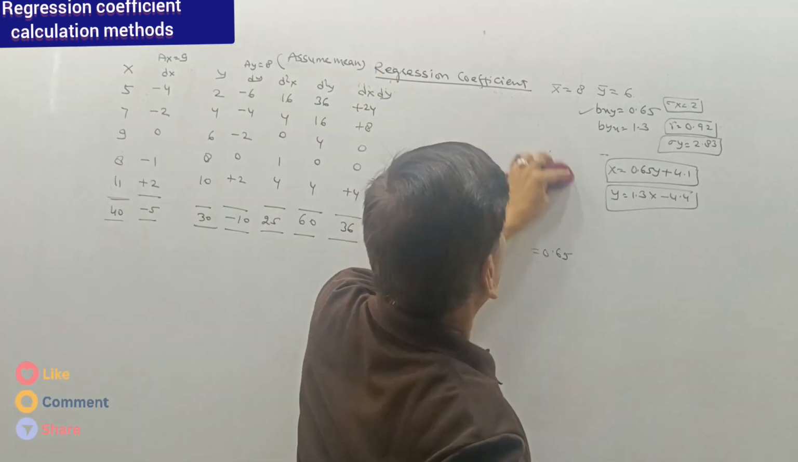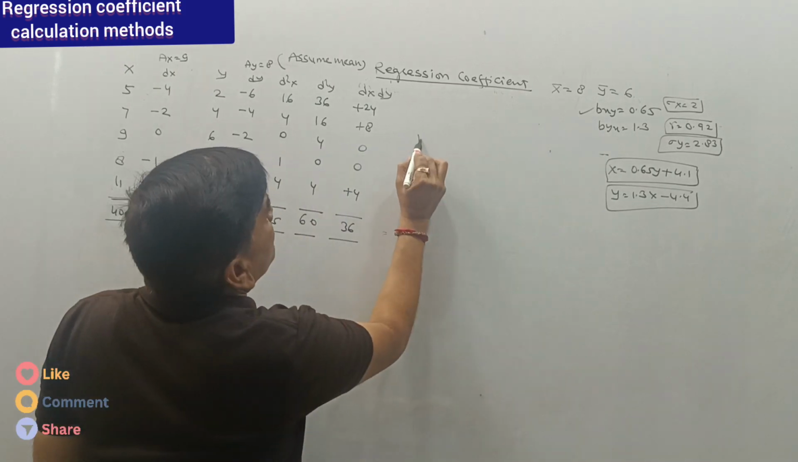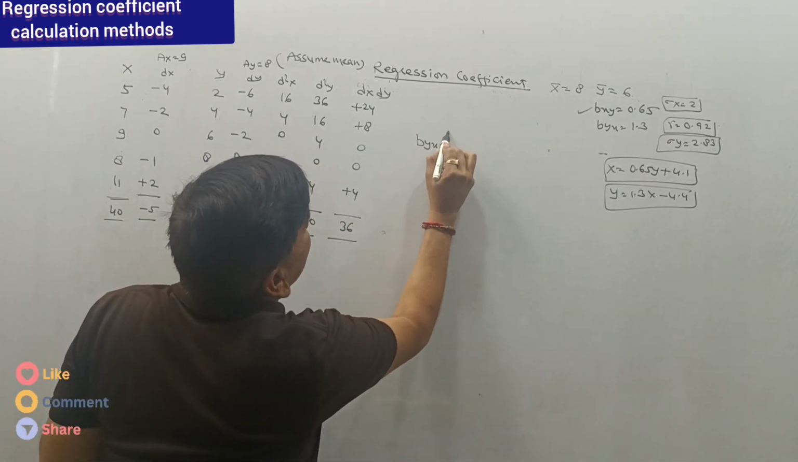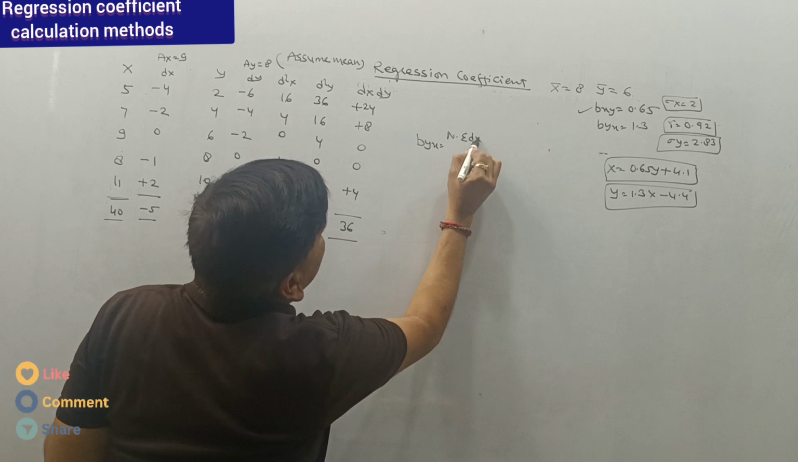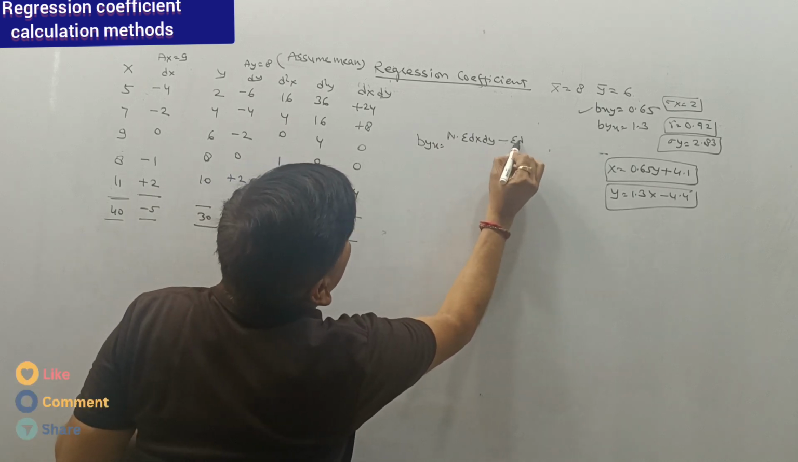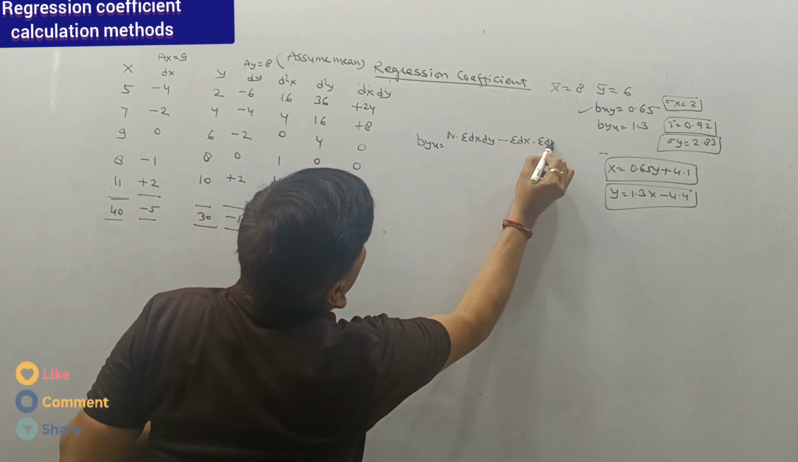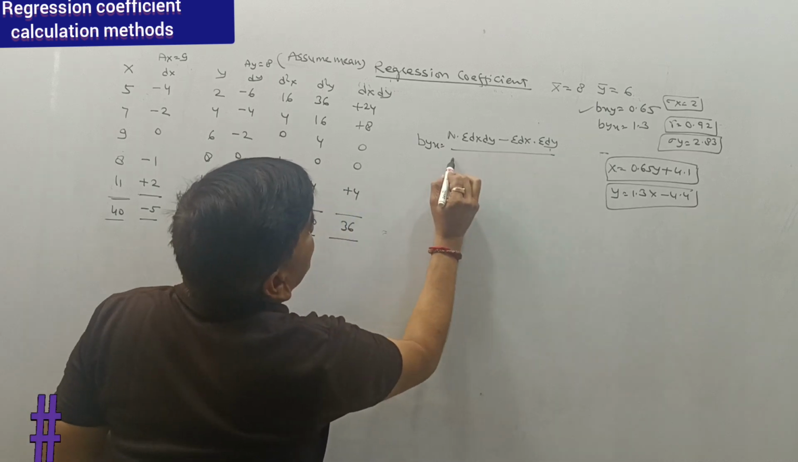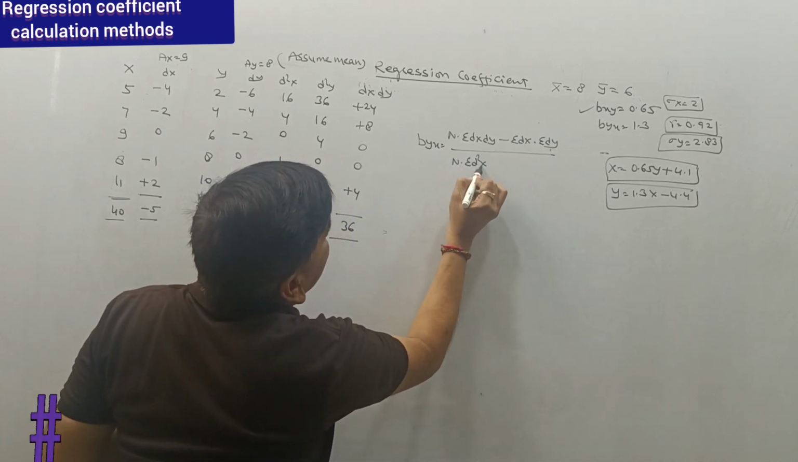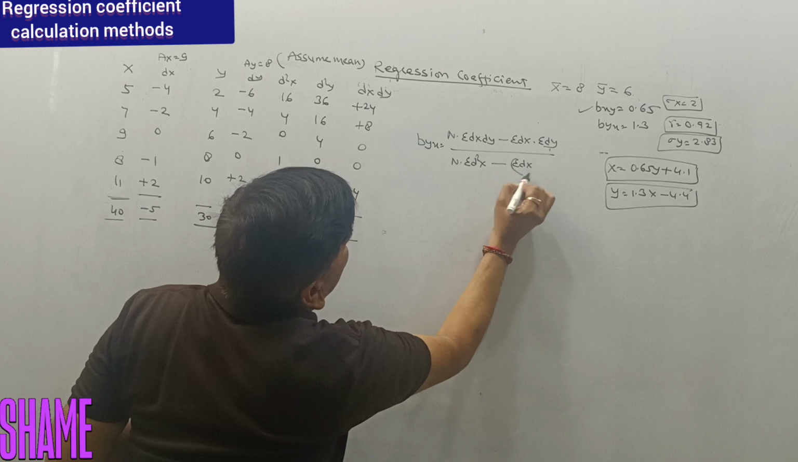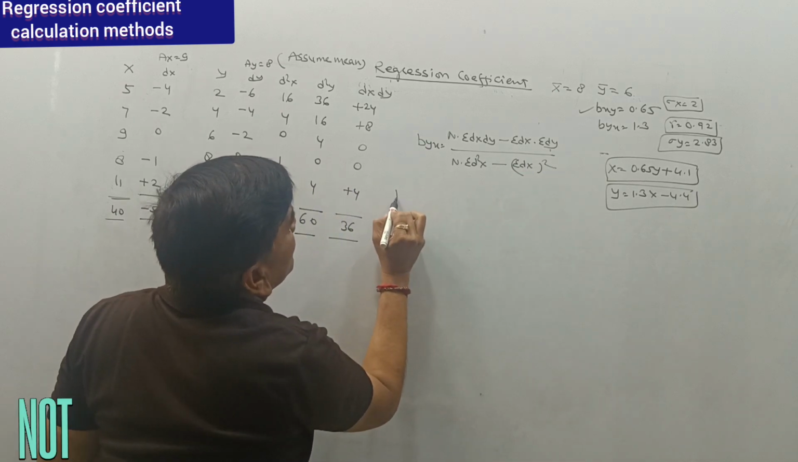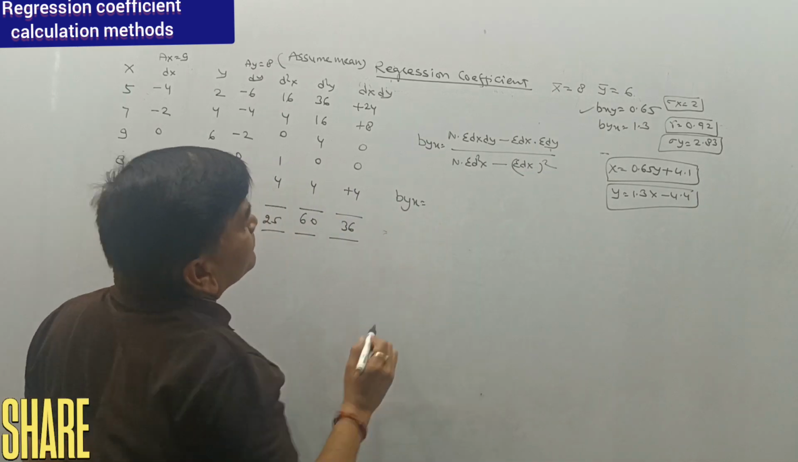For byx, that is n multiply sigma dx dy minus sigma dx multiply sigma dy upon n multiply sigma d square x minus sigma dx raised to power 2. That was the byx formula.